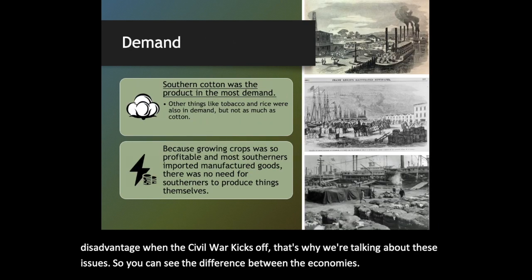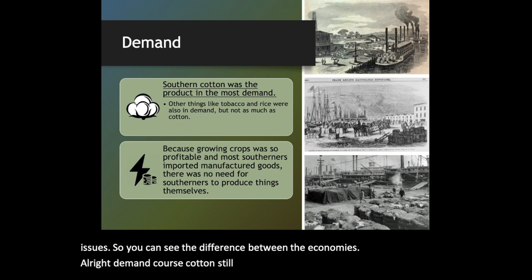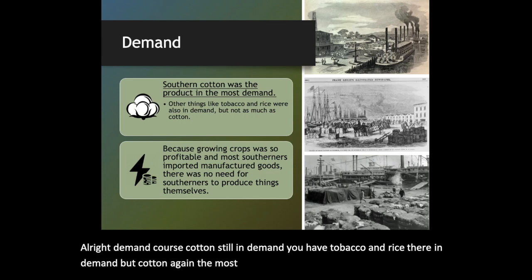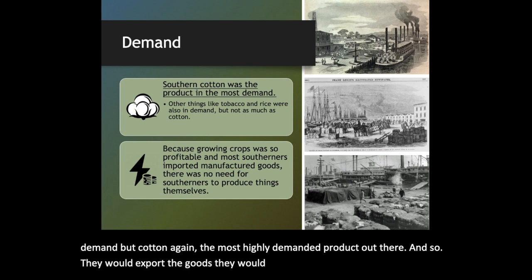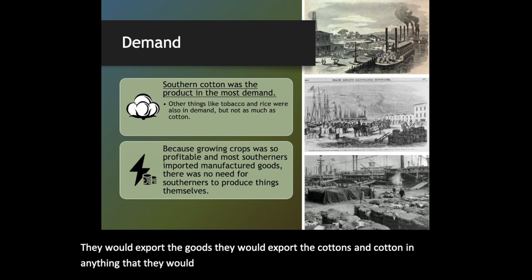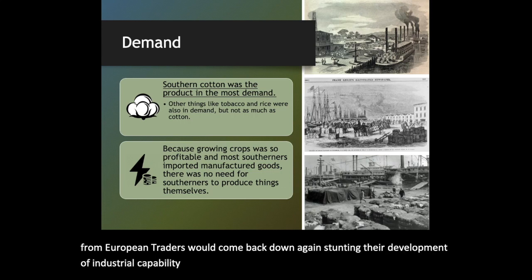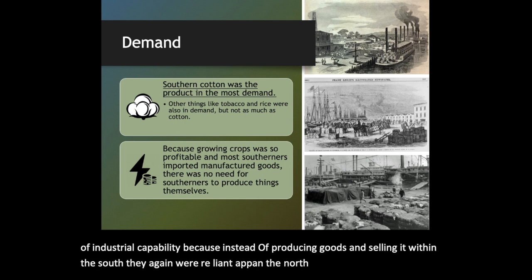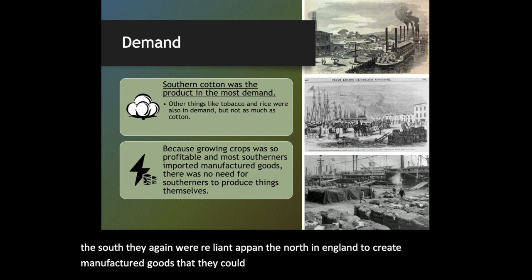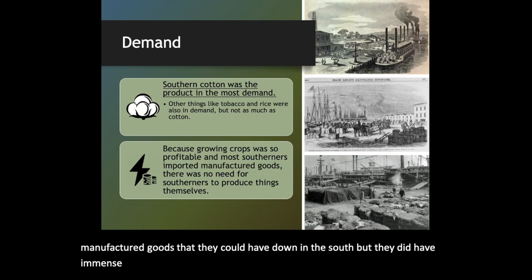All right. Demand. Of course, cotton's still in demand. You have tobacco and rice, they're in demand, but cotton, again, the most highly demanded product out there. And so they would export the cotton, and anything that they would need, they would purchase either from the North or from European traders who would come back down, again stunting their development of industrial capability. Because instead of producing goods and selling it within the South, they were reliant upon the North and England to create manufactured goods. But they did have immense buying power because they made a huge profit on cotton on a continuous basis.